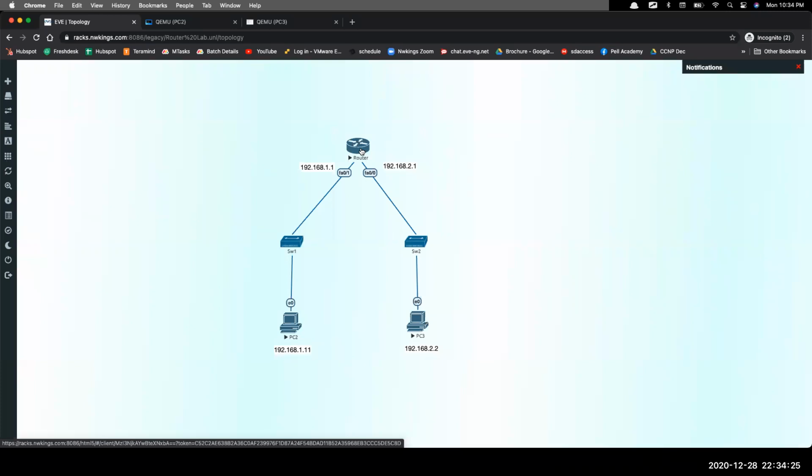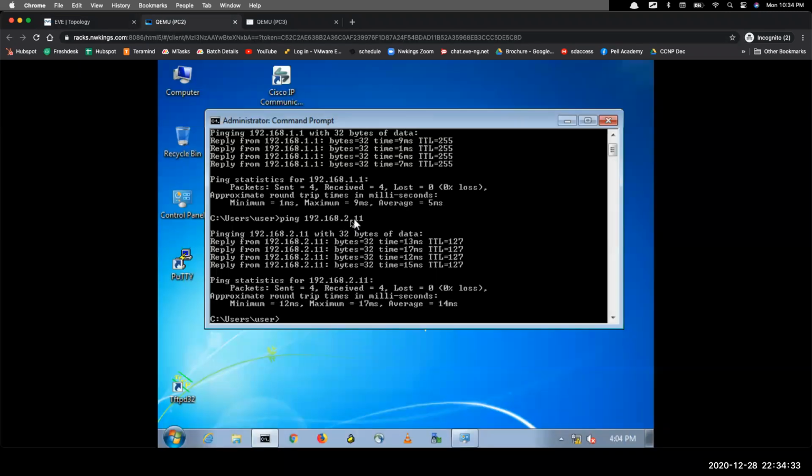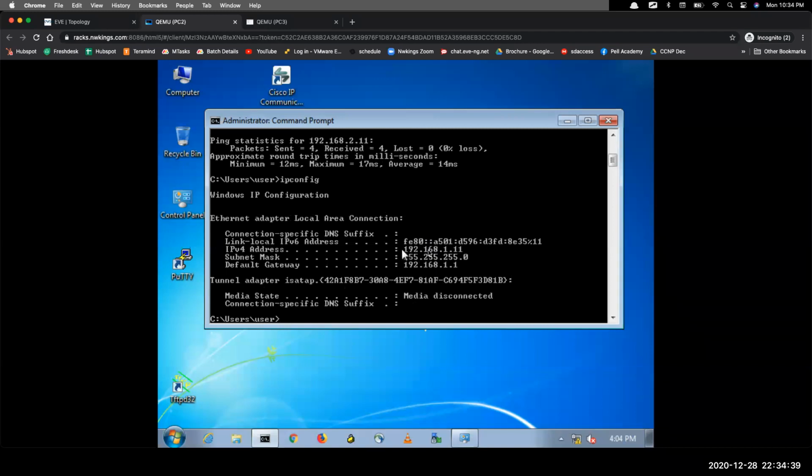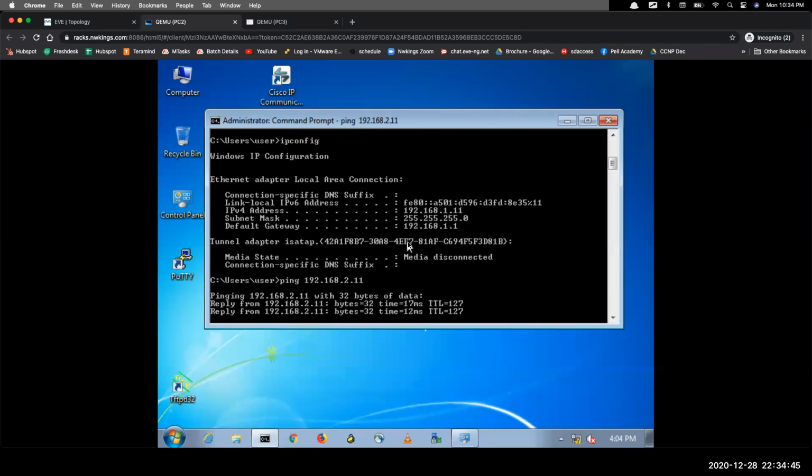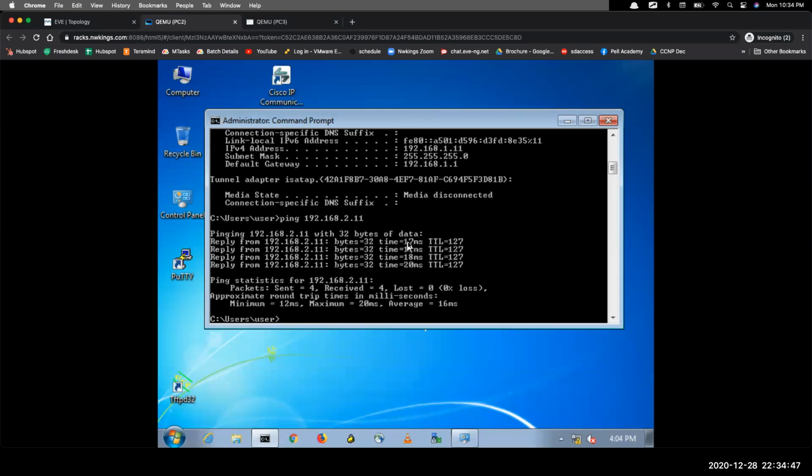The practical is successfully completed. We are able to communicate from PC2 to PC3. Again, I have shown you that I am pinging 2.11, but my computer IP is 192.168.1.11. And you can ping 2.11. Yes, I'm able to ping this. Okay, cool.